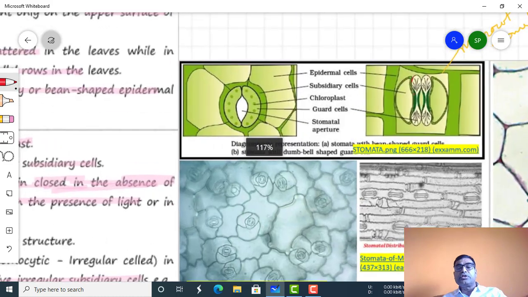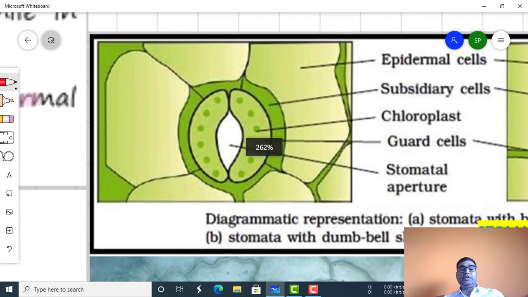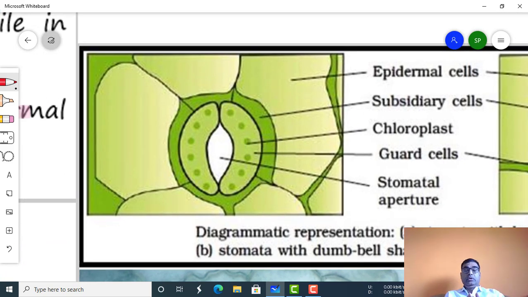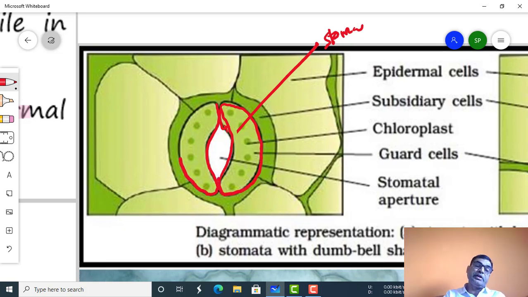Just see these figures again. This is a typical figure of stomata. The epidermis shows a minute pore present in it, and this minute pore or aperture is called a stoma. This stoma is formed by two specialized epidermal cells, which are usually kidney shaped or bean shaped, and these cells are called guard cells. The guard cell encloses a space, and this space is called a stoma.